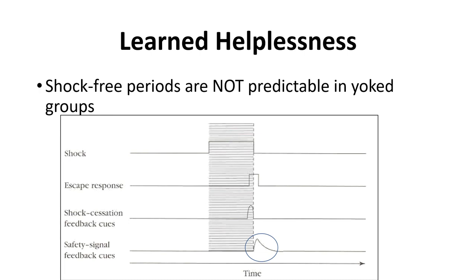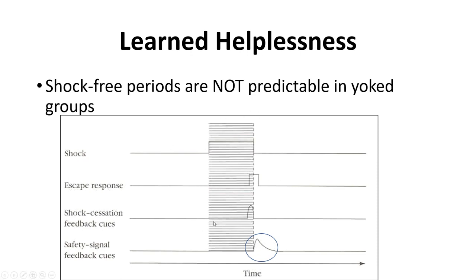Now, these safety signal cues can act as conditioned inhibitors of fear. There's an absence of shock here, so they feel safe, they can relax. However, in our Y group, our yoked group, they don't have any ability to predict the shock, and they don't have any ability specifically to predict the end of the shock. So they don't get this feeling of safety at the termination of the shock because they don't know why it's ended and they don't know when it's going to happen again.